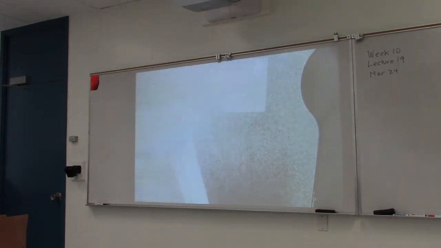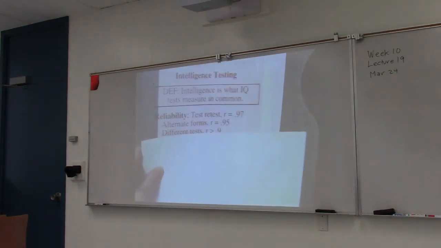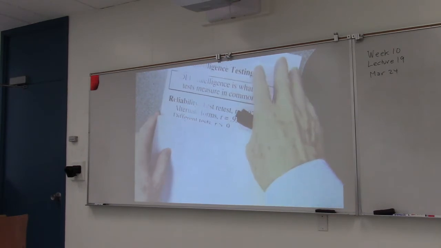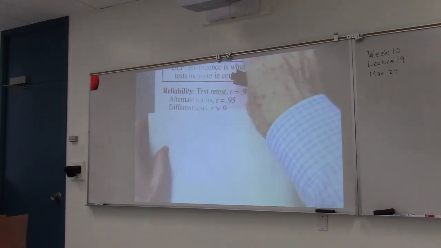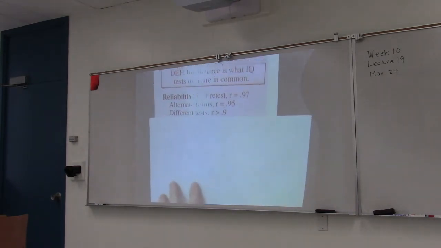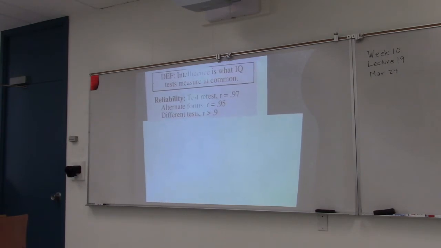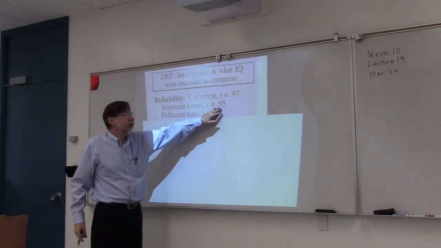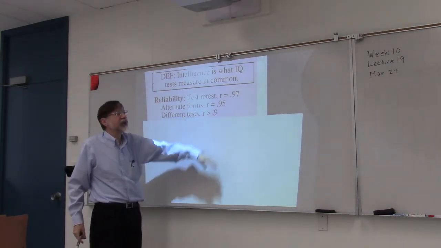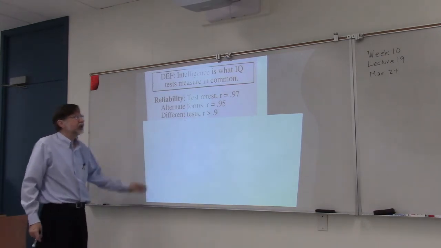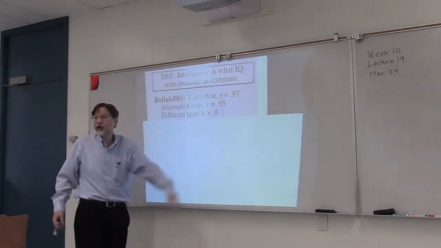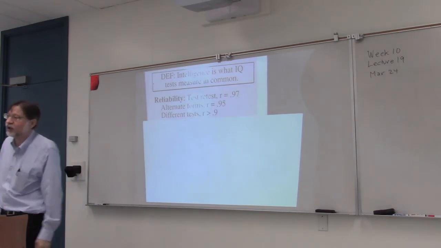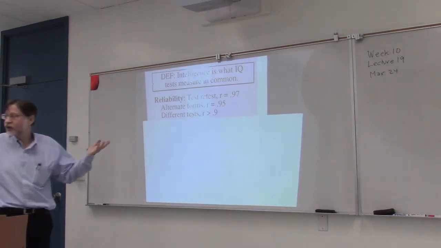And here's some results. We can ask about reliability. The alternate forms I just gave you, the L form versus the M form for the Stanford Binet, is about 0.95. The test-retest with the same exact test, so I give you the L form, then I give you the L form again, is a little bit higher correlation, 0.97.